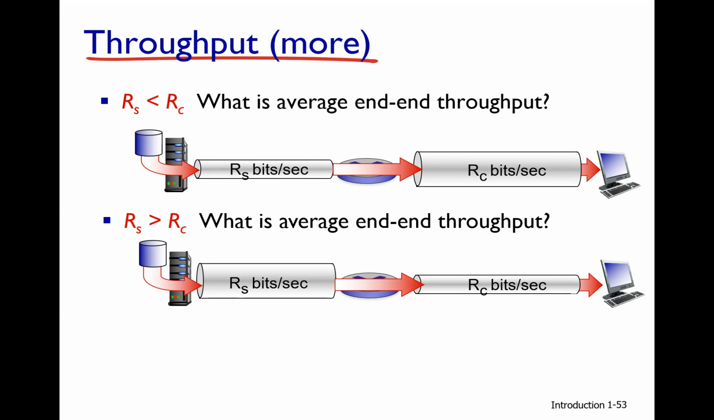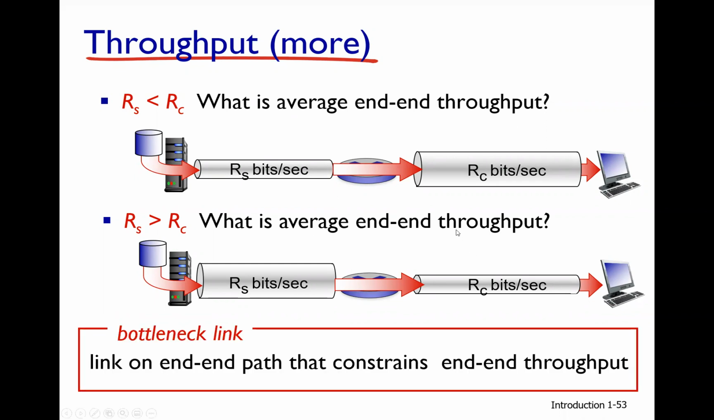And you can imagine this is intuitive when it comes to the effect on the throughput. Oftentimes, for those links with lower capacity, we refer to them as the bottleneck link. Just to rephrase, a bottleneck link is a link on the end-to-end path that constrains end-to-end throughput. It's the shortest piece in your wooden bucket.